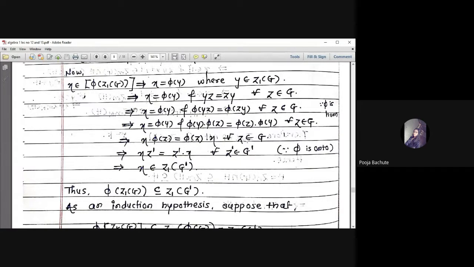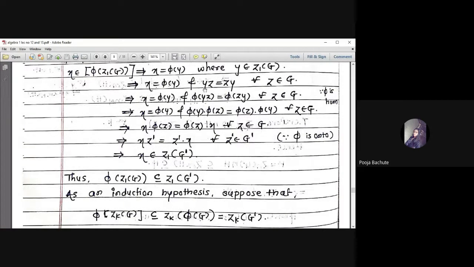Okay, it implies that X is equal to phi of Y and YZ is equal to ZY for all Z belongs to G. Okay, this is the small z. This Z1 and this Z are different. This Z is an element and this Z1 of G is the center, the first center. First center is nothing but here we take first center Z1 of G is equal to Z of G.